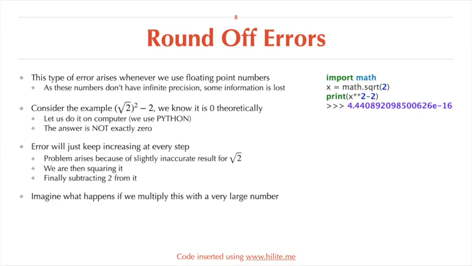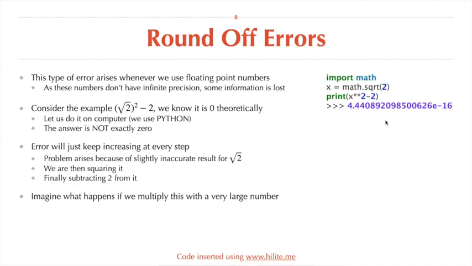So now imagine what will happen if you multiply this with a very large number. Theoretically, this thing should have been 0. And if you had multiplied it with 10 power 10, 10 power 20, 10 power 30, whatever, you will always get 0. But this won't happen in the case of Python, because if it is this quantity, and you multiply it with a very large number, the error will get multiplied. It will not be 0.